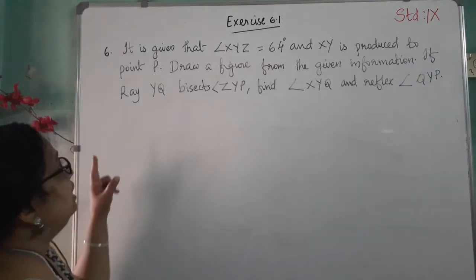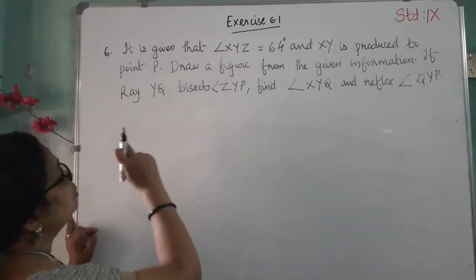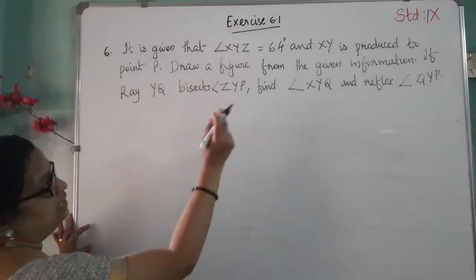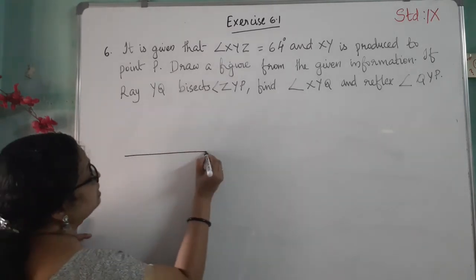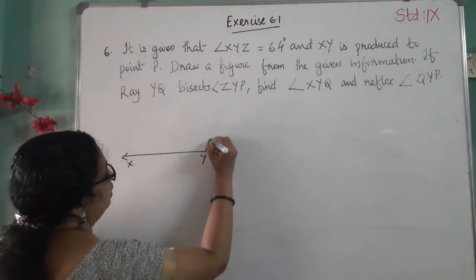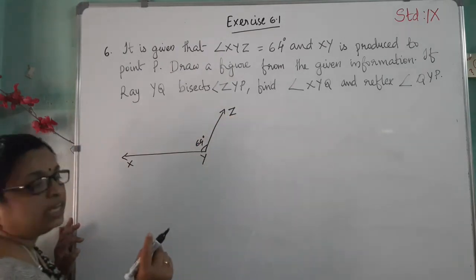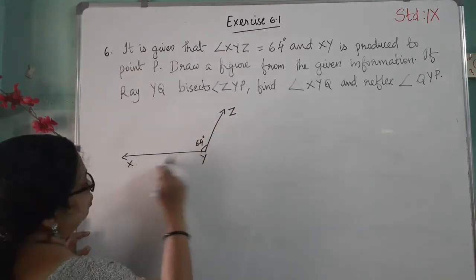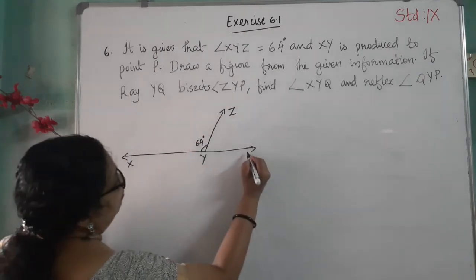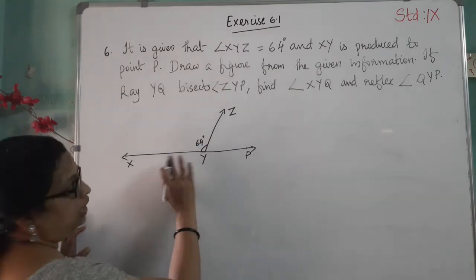Clear? Then the last question. It is given that angle XYZ equals 64 degrees and XY is produced to point P. Draw a figure from the given information. So we can draw angle XYZ, that is X, then Y, then Z, that is 64 degrees. And XY is produced to this point P. So we can draw in this way.